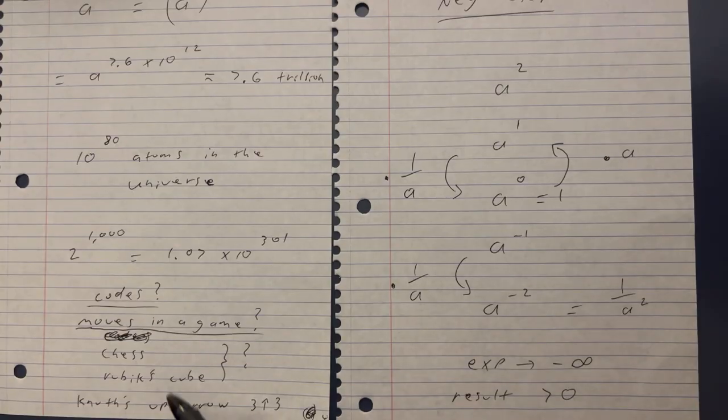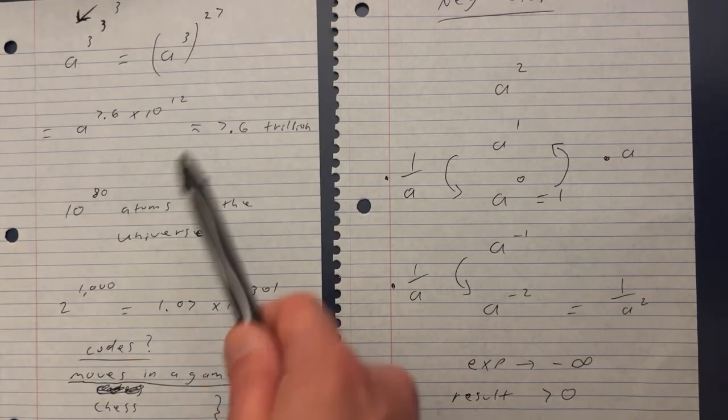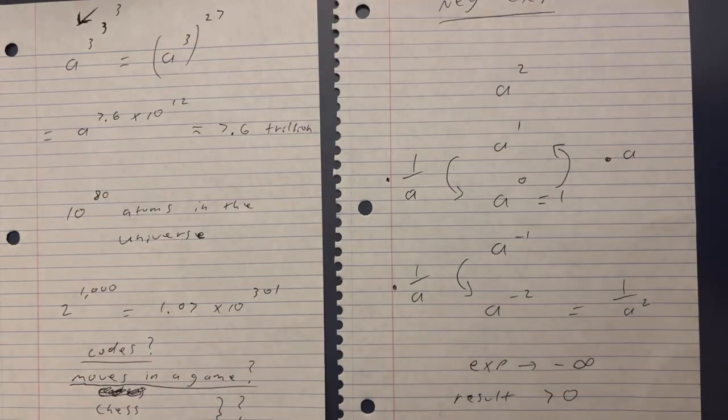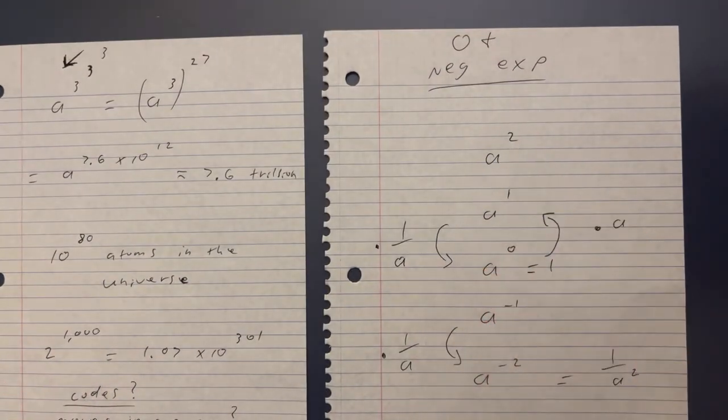And then that's related to Knuth's up arrow notation, where you use these up arrows for this sort of notation because the numbers get so huge. And none of that's my field, and I don't know much about it, so there's already YouTube videos explaining it. Next up, we have 0 and negative exponents.